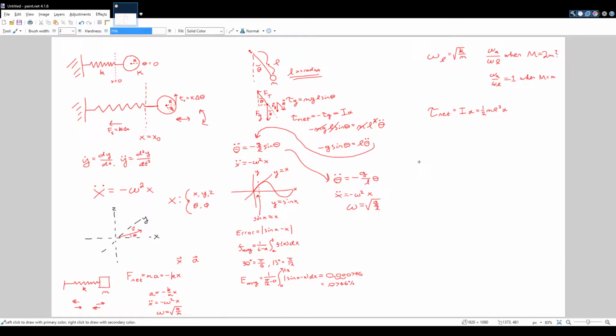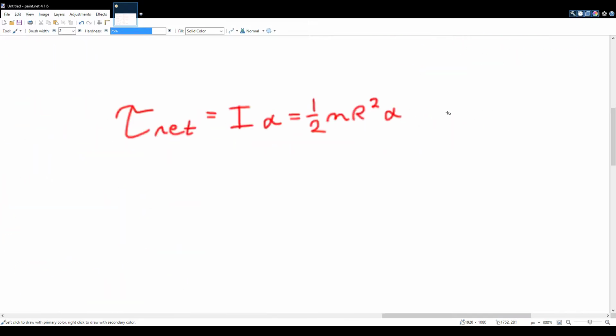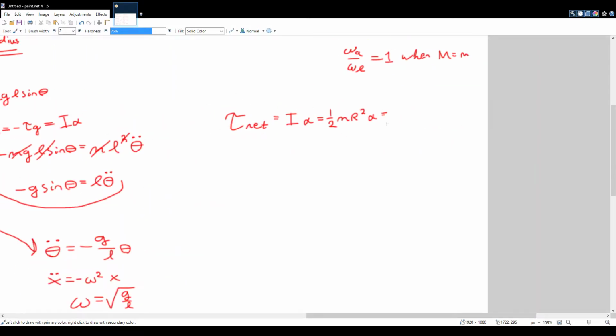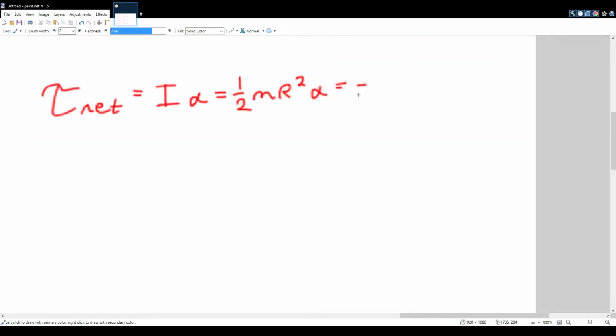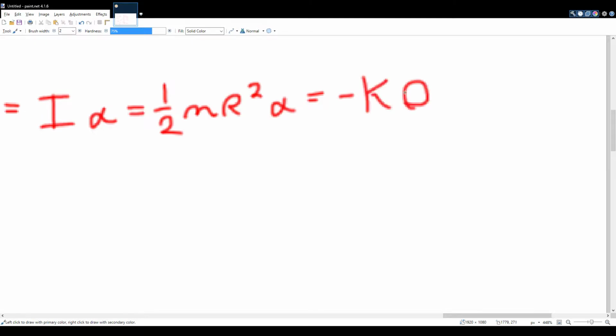Quick note, I just know that off the top of my head. You will never have to have moment of inertia memorized for anything except a point particle. They'll either give it to you or ask you to derive it. Very explicitly ask you to derive it. So that's important knowing. And the net torque is equal to the negative of chi times theta.